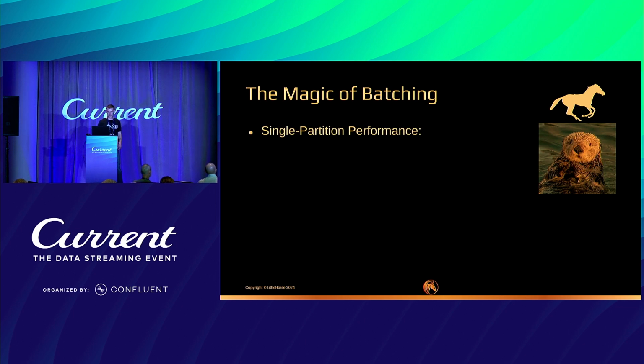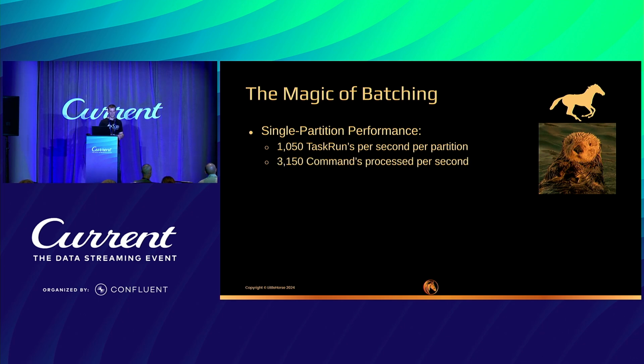But the magic of batching is that one single partition, which is the unit of scalability in a Kafka topic, in a Kafka Streams application, can process a massive amount of workflows. So you can process on one partition 1,050 task runs per second per partition, which is pretty crazy. And in fact, at the Kafka Streams level, that's 3,150 commands processed per second. And we've done extensive profiling on this.